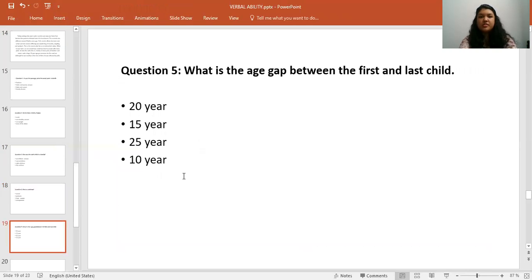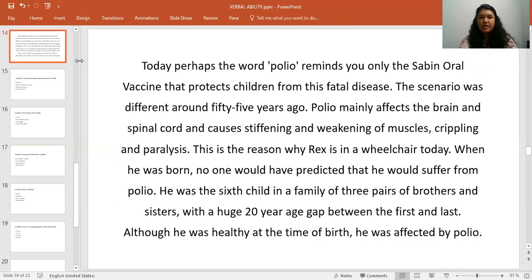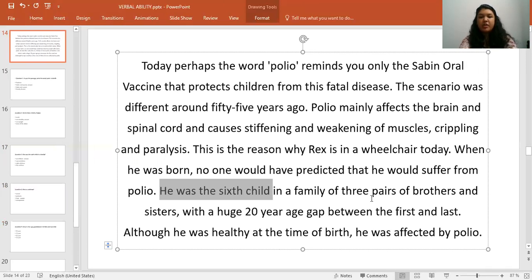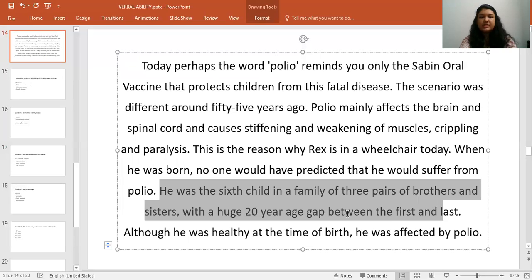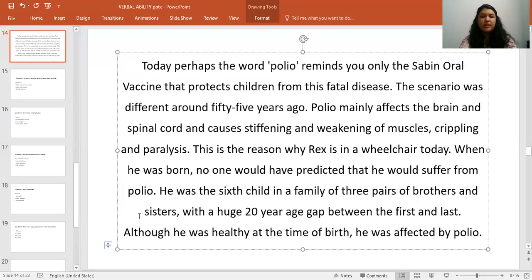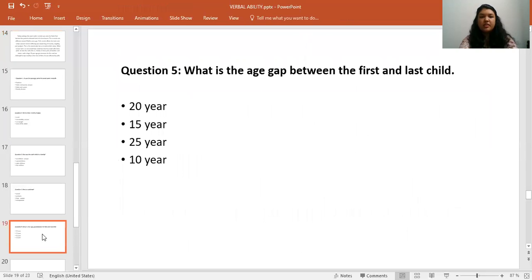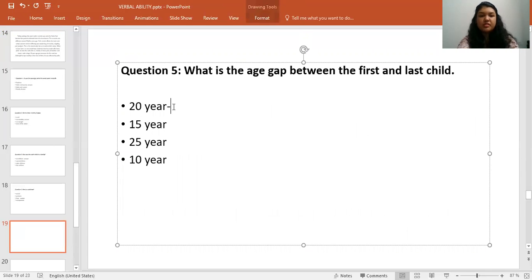And the fifth one is, what is the age gap between the first and the last child? Now, if you go back to the passage, it is given. He was the sixth child in a family of three pairs of brothers and sisters with a huge 20 years age gap between the first and the last. That means there was an age gap of 20 years between his siblings and him. So 20 years is the answer.